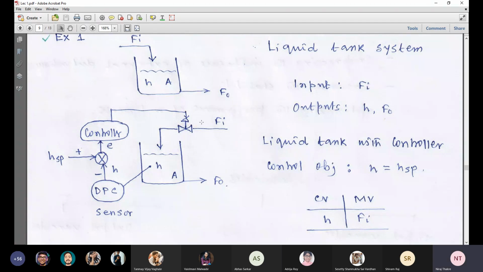Primary, secondary, I think you just wait for a couple of classes, maybe the next class. It can be either measured or unmeasured. If you want to know the information of F0, you measure it. If you don't need it, you do not measure it. That's it. Okay, sir. Any other question from anyone?